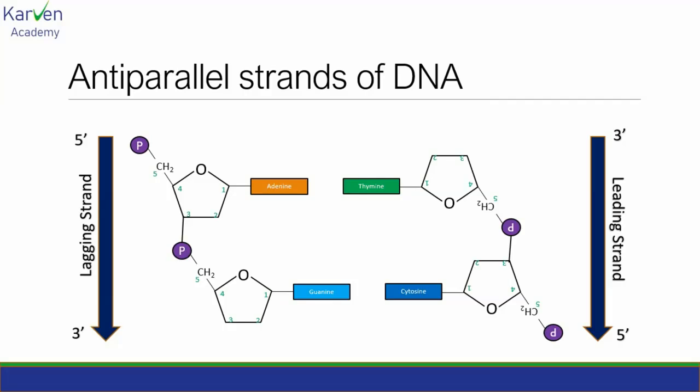The lagging strand and leading strand are important in DNA replication, and this will be covered in the next tutorial. Adenine's complementary base is thymine, and there are 2 hydrogen bonds that link them together, whereas guanine and cytosine have 3 bonds that link them together.